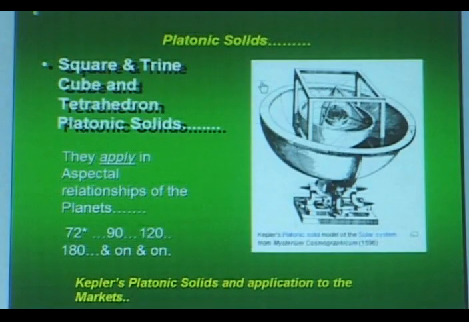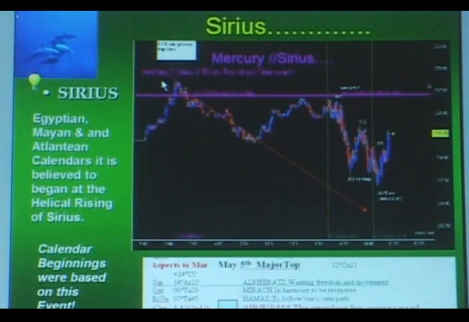So here's our last slide in this section, and it's on the planet Sirius. This is quite a discovery. Sirius is the second sun. It's our dual sun. Sirius is a binary star, and I believe it's the mirror of our own sun. I believe it has a special relationship to all our planets.